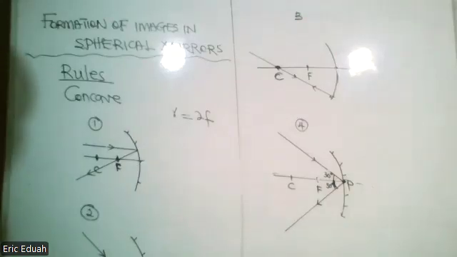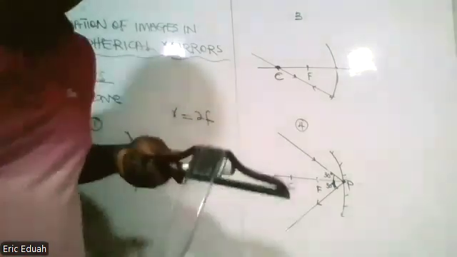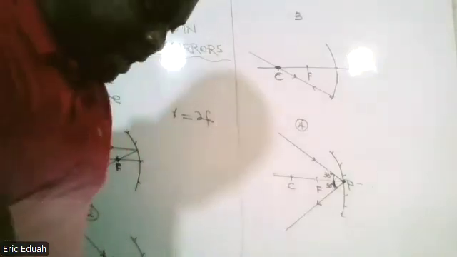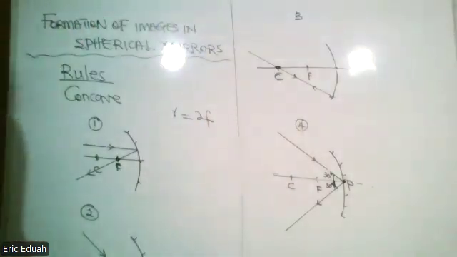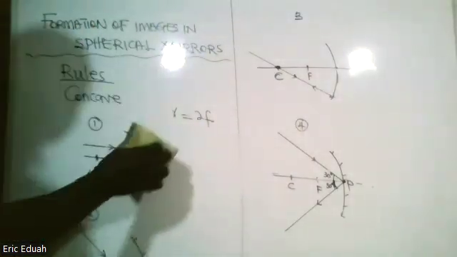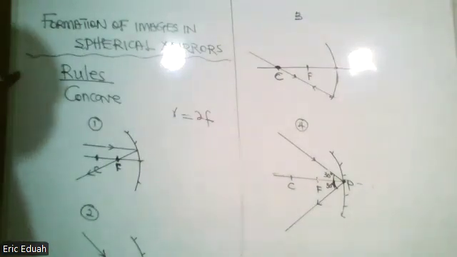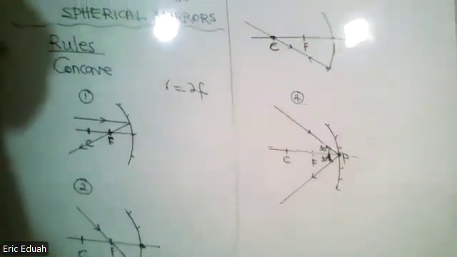So this is it for concave mirrors. Let's look at it for its brother, convex mirror. How does the rule work? Do I clean the board? Yes.